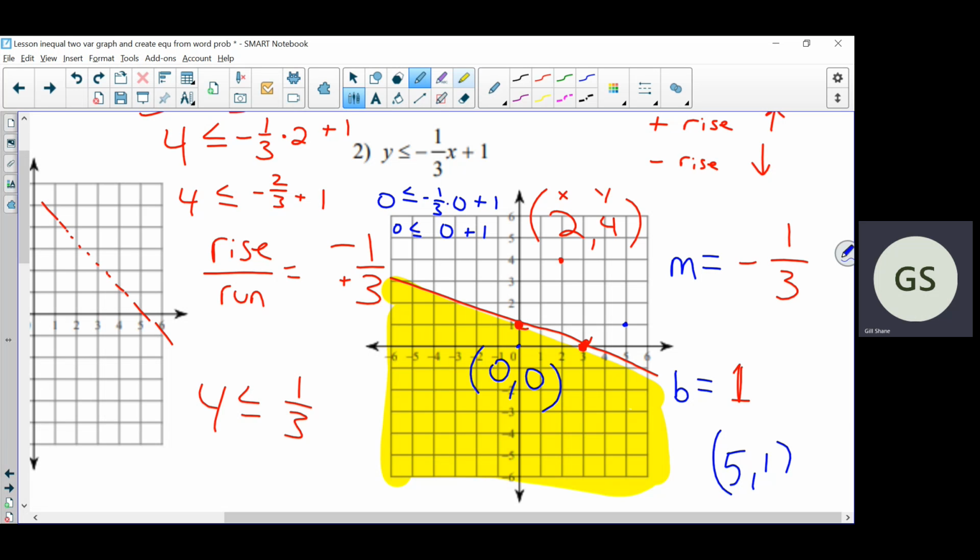And then if 0, 0 works, that's the side you shade. Don't always shade the side where 0, 0 is. Sometimes kids just shade 0, 0 every time. You have to plug it in and see if it works. And if it works, then you shade it.